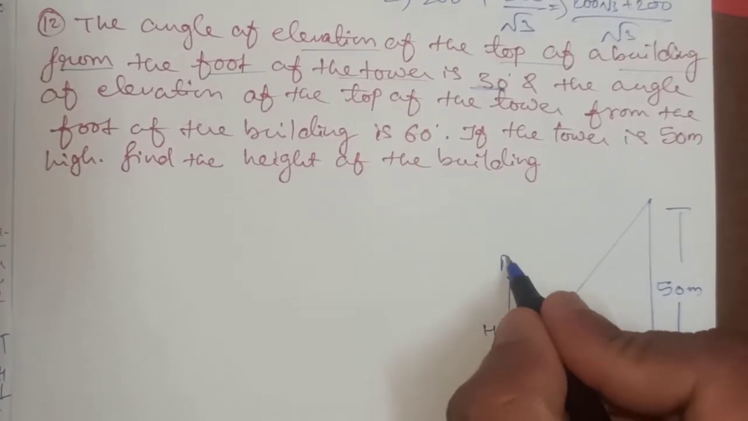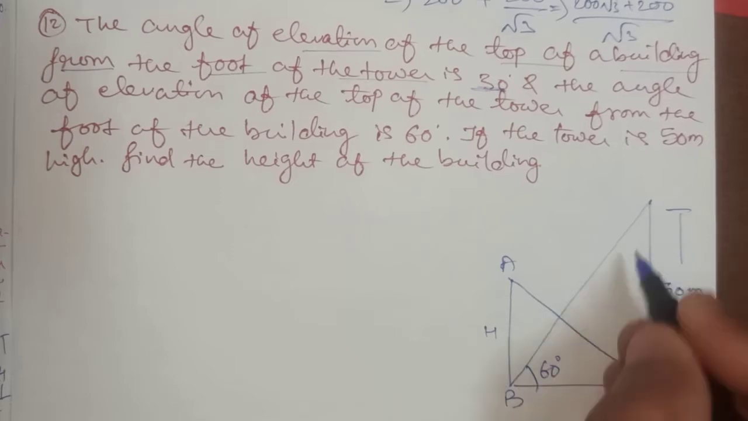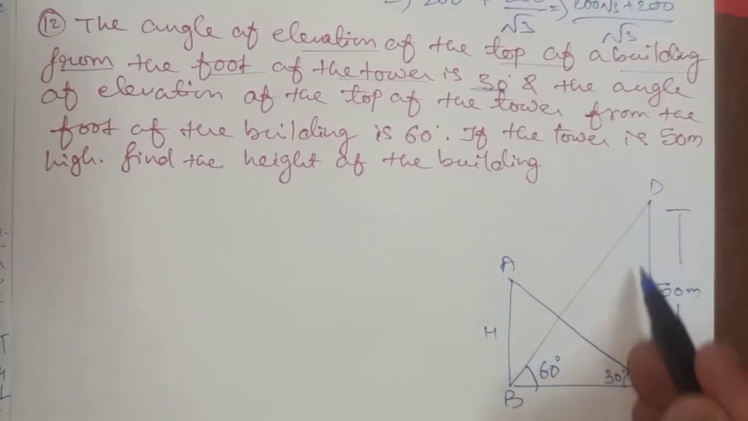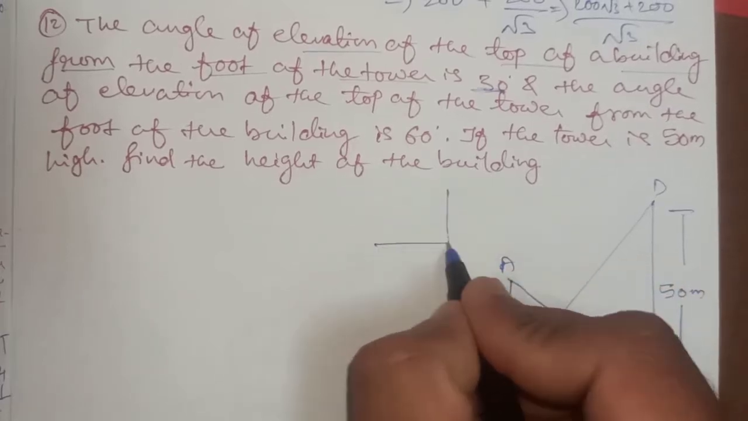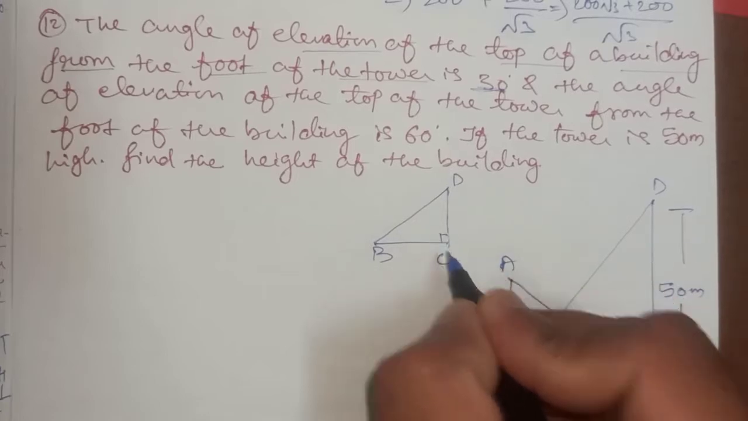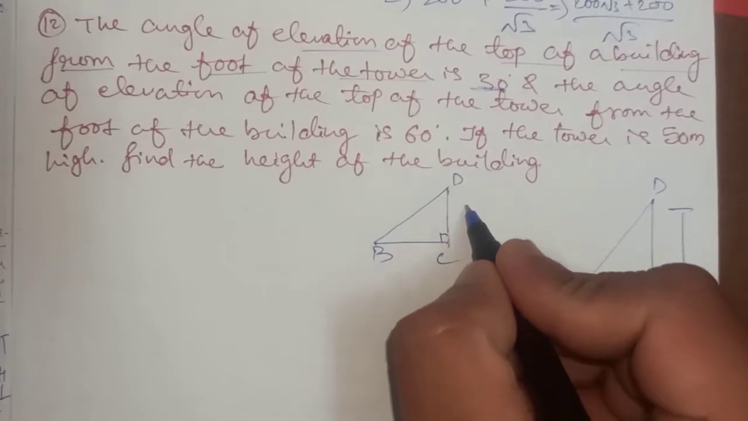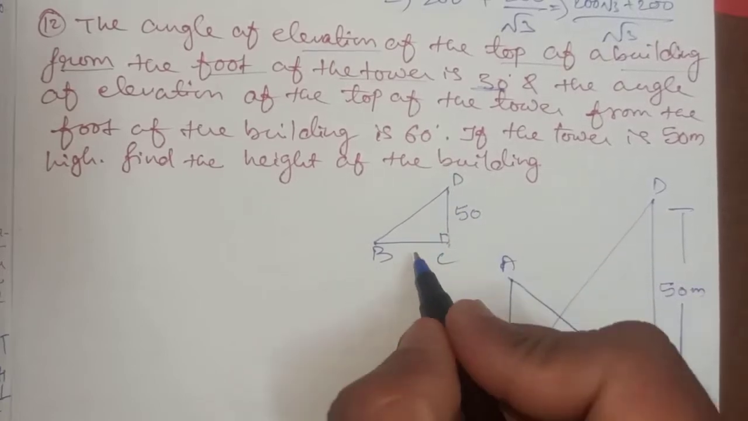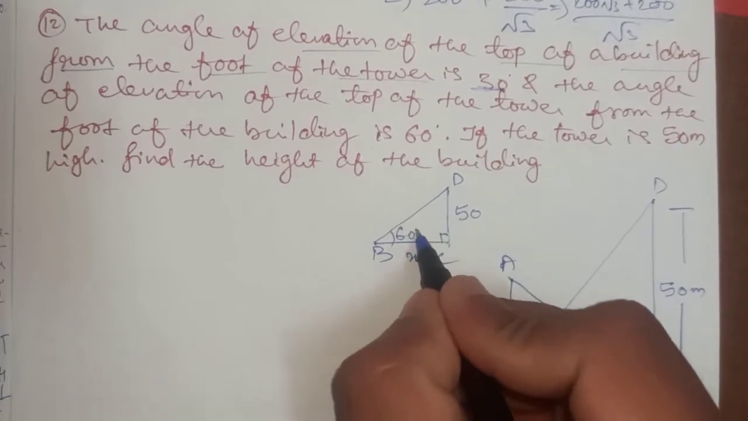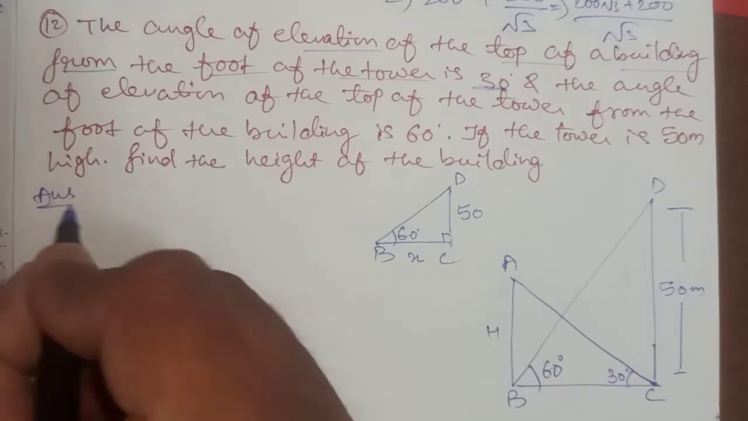Okay, so we will take A, B, C, D. So first of all I will take triangle BCD. So I will just draw a rough diagram here. B, C, D. DC is 50. BC we don't have, we will take X. And this is 60 degree. Okay, angle B is 60 degree.